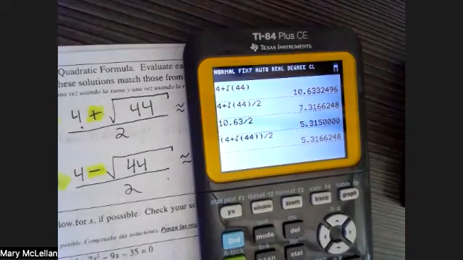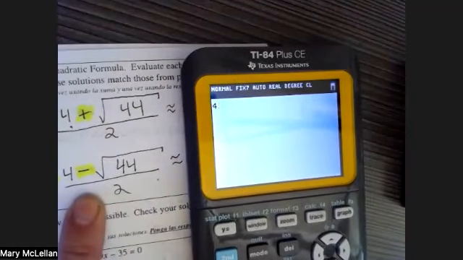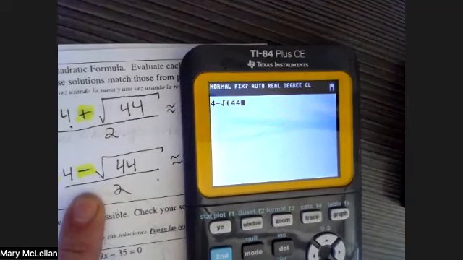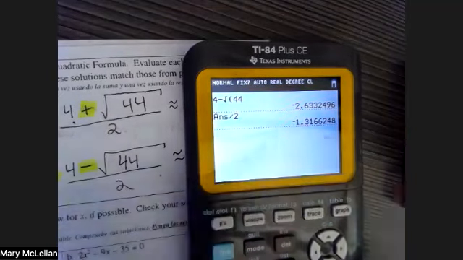because then I'm going to be able to see my mistakes if I want to check my answers. I make a lot of mistakes. There are a lot of opportunities to make mistakes with these numbers. Okay, now I'm going to do 4 minus square root of 44. That's negative 2.63. Now I'm going to divide by 2. That's negative 1.31. About.